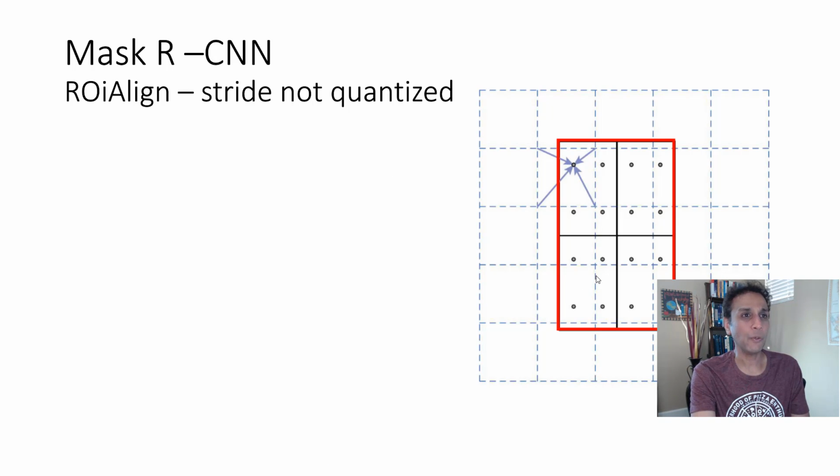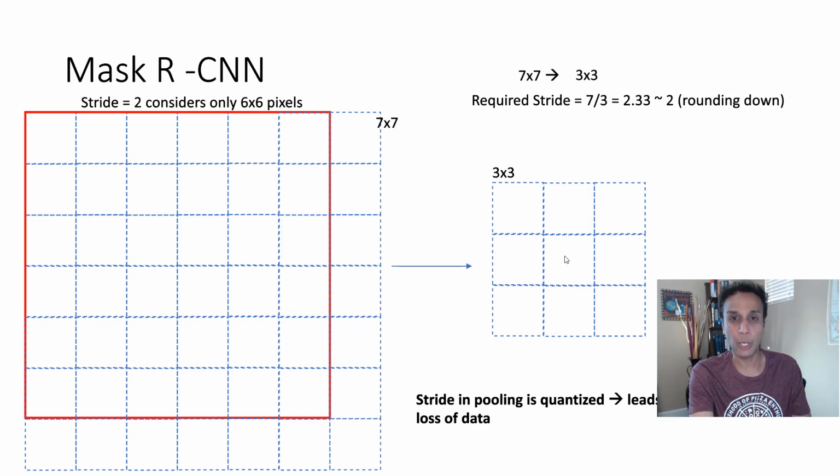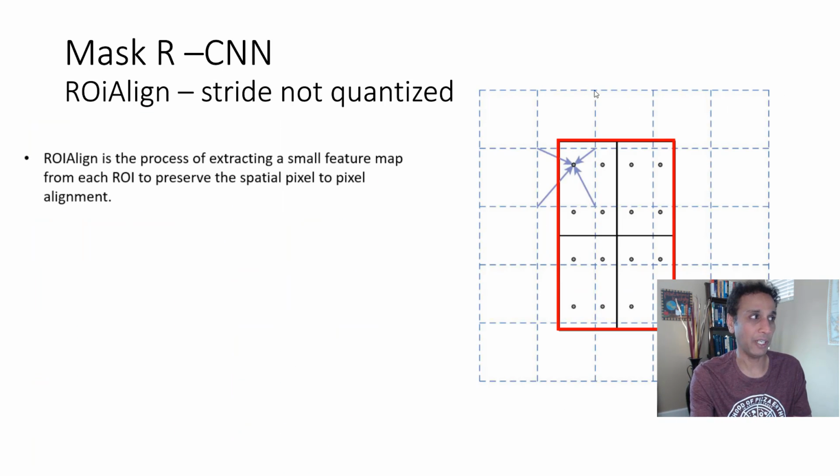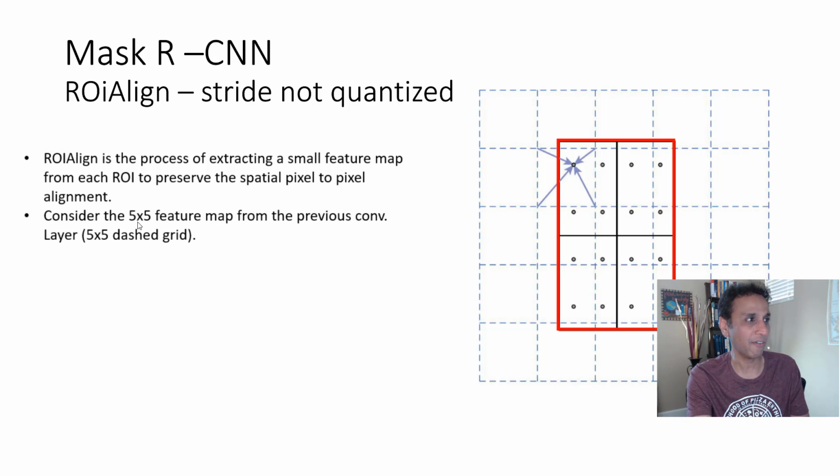So that is the problem. What is the solution? How did Mask RCNN actually solve this? So think of this as a 5 by 5 grid right there. Let's understand how ROIAlign actually works. So this is a 5 by 5 feature map, in the dashed lines right there.